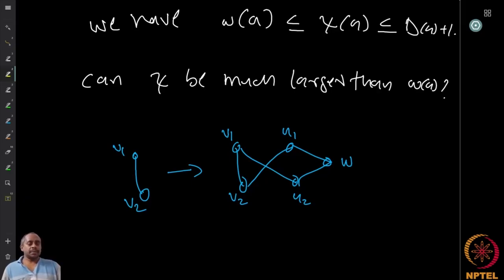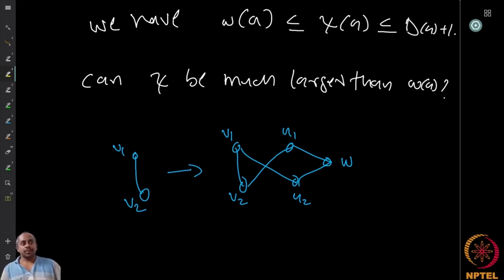Now we can ask many questions, right? When is this lower bound attained? This is an interesting question. There are several classes that we know attain this, but we still don't know universally when. Then, can chi be much larger than omega of G?